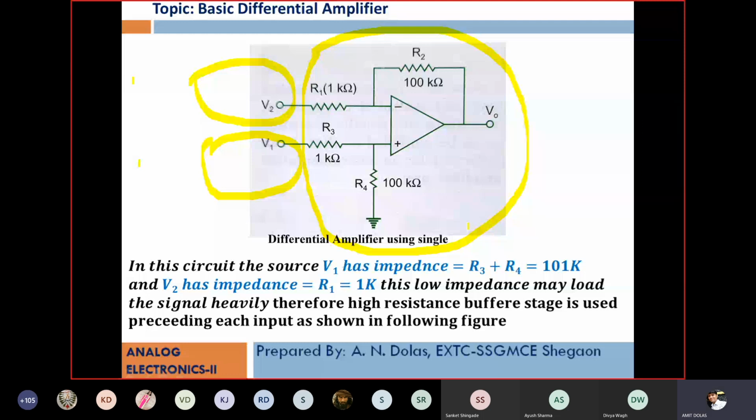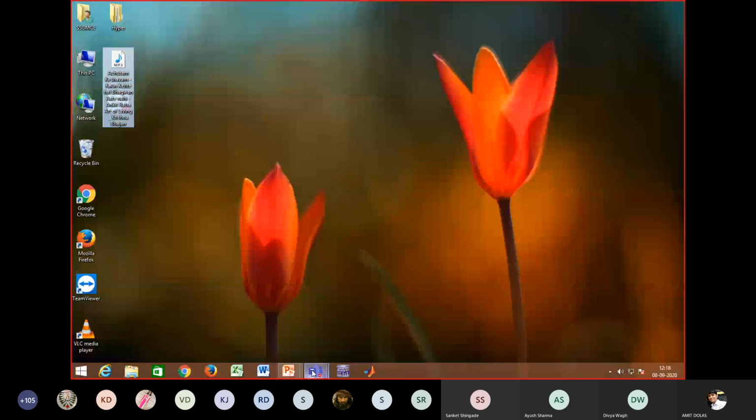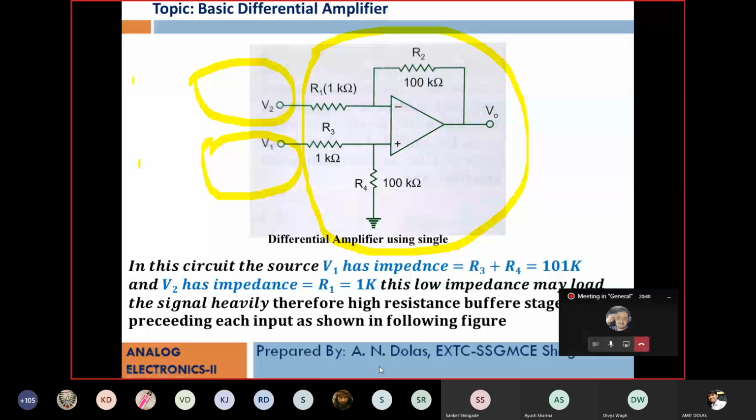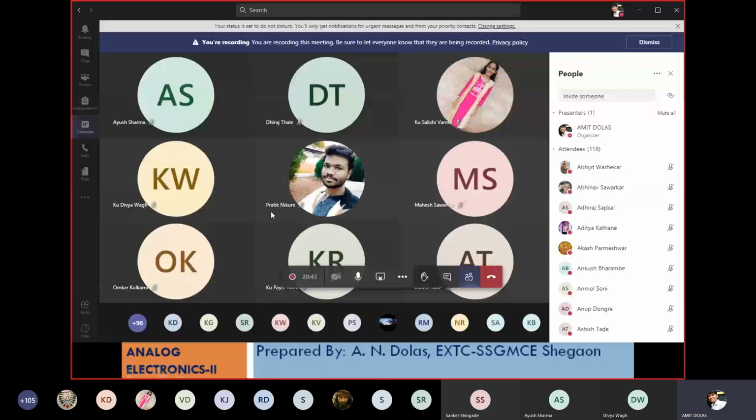Till the time, are you with me? Any question? Yes, any question from your side before proceeding to the 3 operational amplifier? No.